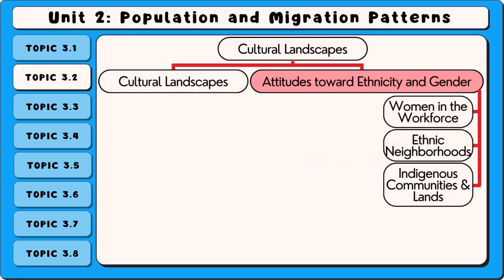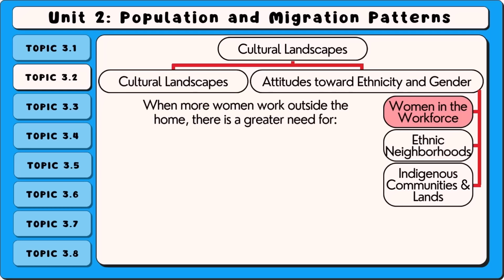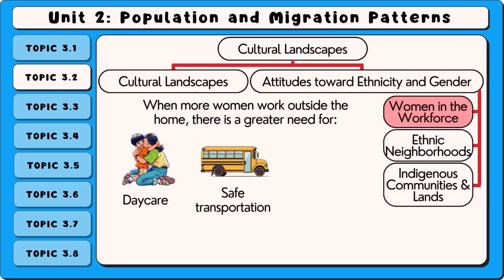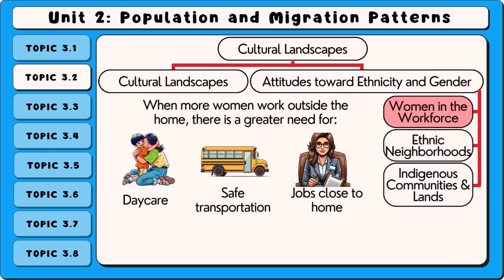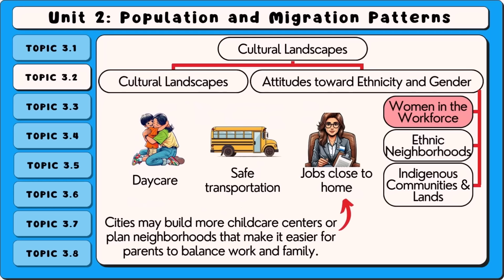The AP Human Geography curriculum requires you know about 3 specific cultural practices that shape space: women in the workforce, ethnic neighborhoods, and indigenous communities and lands. Let's explore each one. Women in the workforce can shape how space is used in a society. When more women work outside the home, there is a greater need for things like daycare centers, safe public transportation, and jobs closer to home.